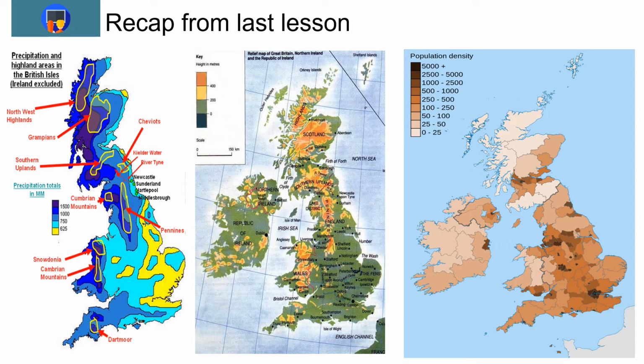Let's just have a quick recap from last lesson. So we described what these three maps showed. Essentially we said that upland areas have higher levels of precipitation but lower population densities, and lowland areas such as the south and southeast have lower levels of precipitation but higher population densities. So places like the south and southeast, which are lowland areas, have higher population densities but low levels of rainfall, and upland areas have high levels of rainfall but low population densities.